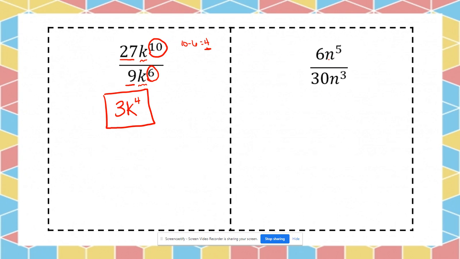For my next one, I have 6 to the 5th divided by 30 to the 3rd.